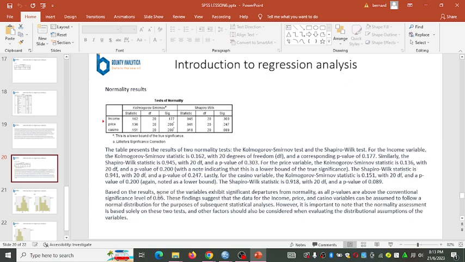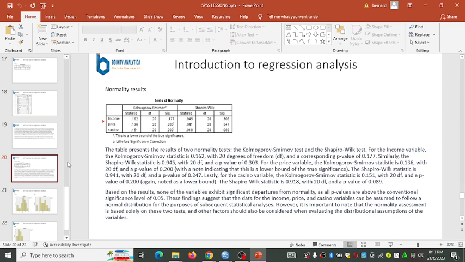Let's interpret our main table now. This one here. This is the test of normality table, and this table represents the results of 2 normality tests, that is the Kolmogorov-Smirnov test and the Shapiro-Wilk test. These 2 tests are not the only ones used to test for normality. We have so many others, but SPSS will give you these 2.